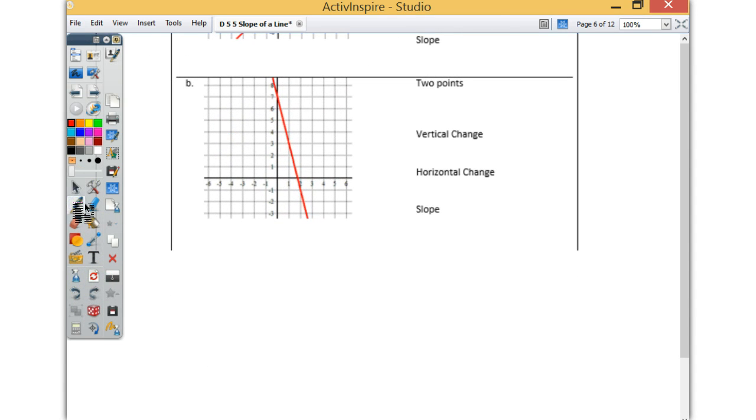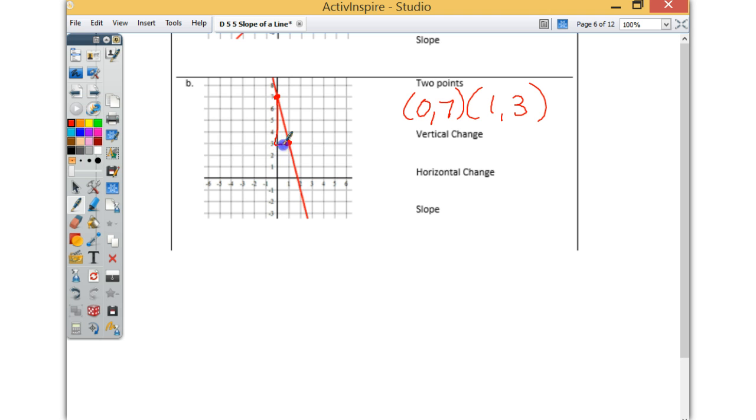Give me a point. 0 and 7. I like it. 0 and 7. One more. 1 and 3. Another good one. 1 and 3. Now let's do it the other way. Let's start at the top and go to the bottom one.